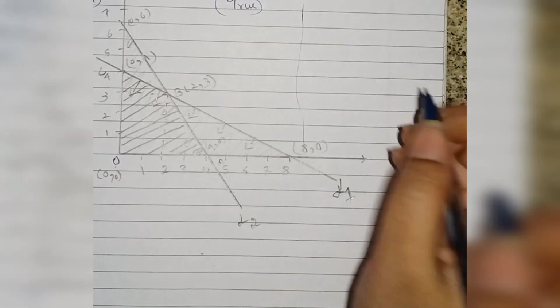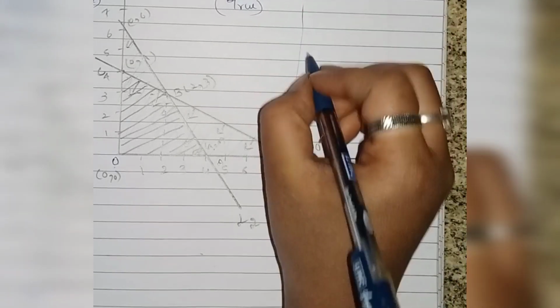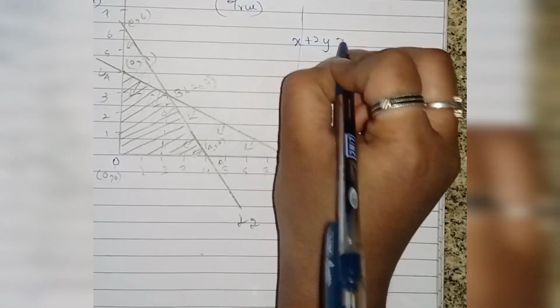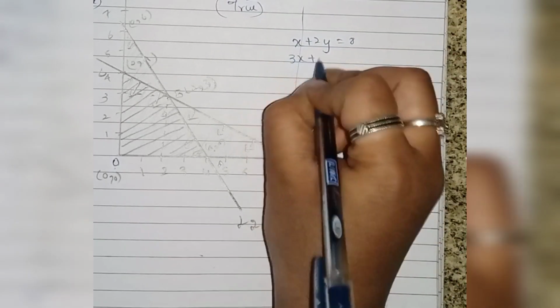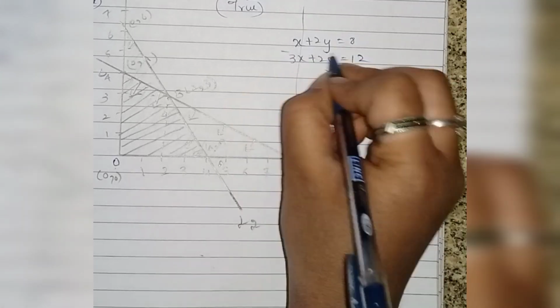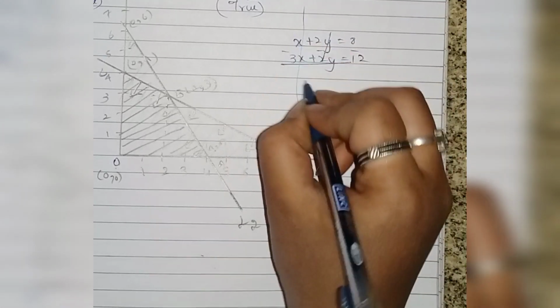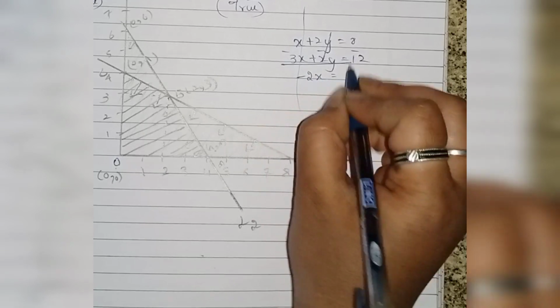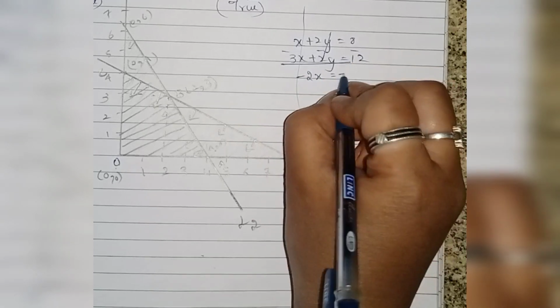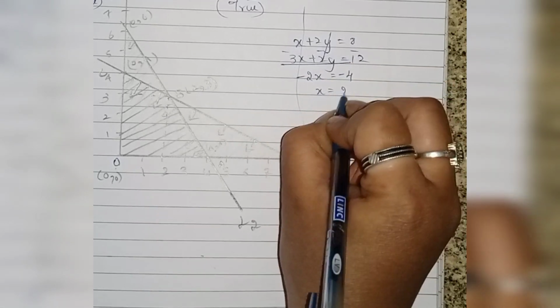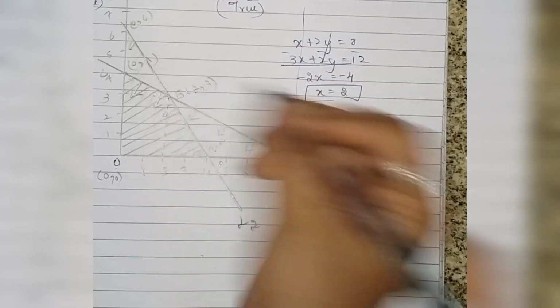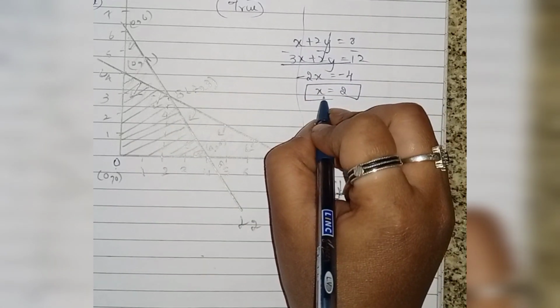First we have to take both the equations, and then we have to solve both the equations. So we can subtract both the equations. If we subtract, we'll get minus 2x is equal to minus 4. So x is equal to 2. The same value we have got here. And substitute in any one of the equations.